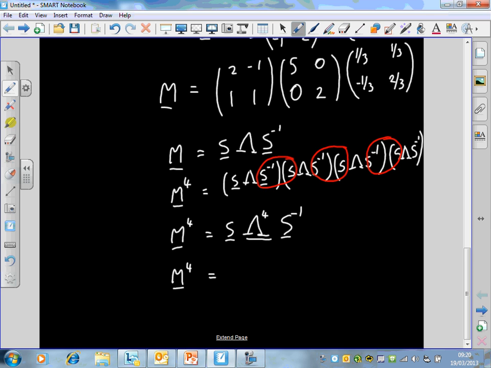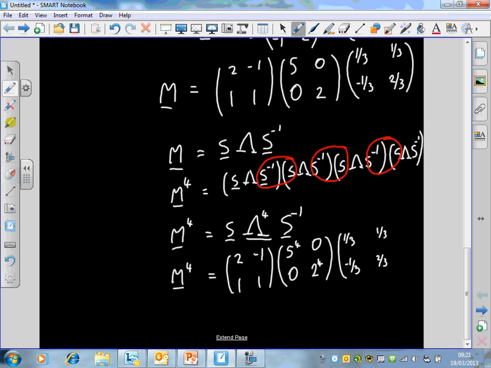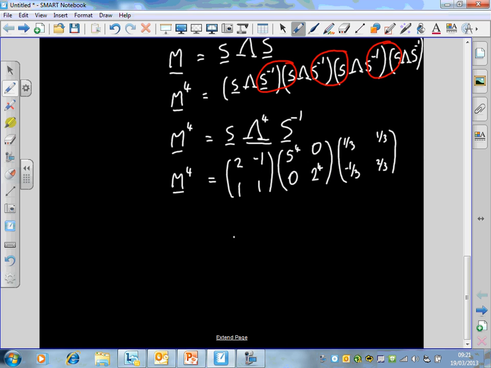So in terms of our matrices, S is 2, 1, minus 1, 1, then that diagonal matrix to the power of 4. Now this is the beauty, yeah? If we've got a diagonal matrix, this to the power of 4 is just going to be 5 to the power of 4, 0, 0, 2 to the power of 4. And then we multiply it by a third, minus a third, 2/3. Okay.